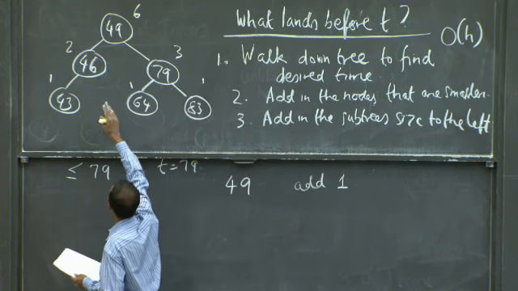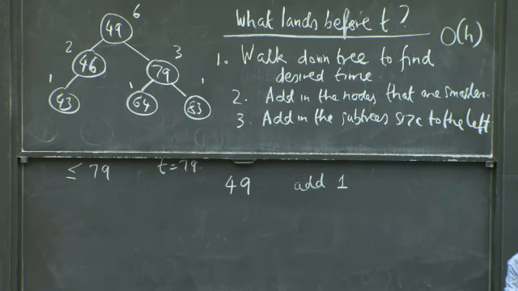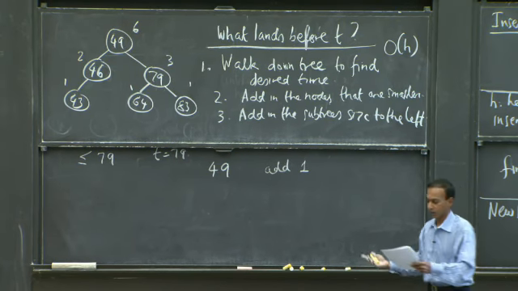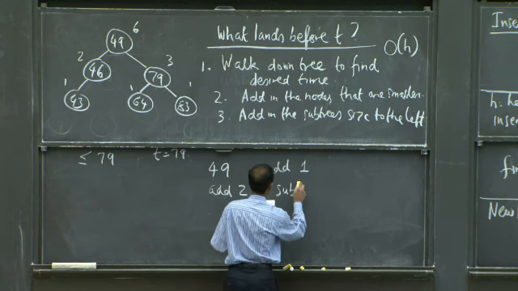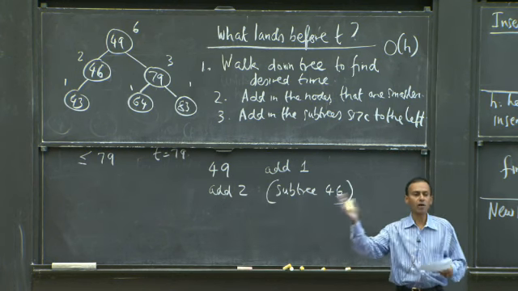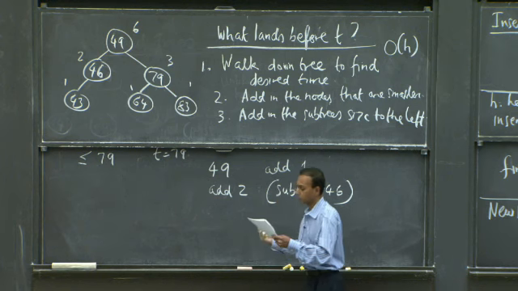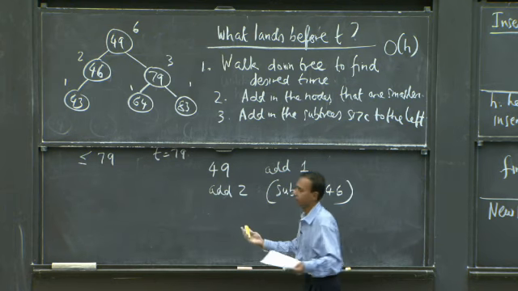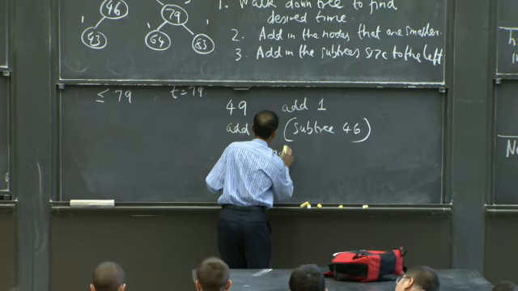But because I've moved to the right, I'm going to add the subtree sizes that were to the left, okay? Because I know that all of the things to the left are clearly less than 79. So I'm going to add 2 corresponding to subtree 46, right? I'm not actually looking there, but I'm going to add all of that stuff in. I'm going to move to the right, and now I'm going to see 79. At this point, 79 is less than or equal to 79, right? And so I'm going to see 79, and I'm going to add 1.